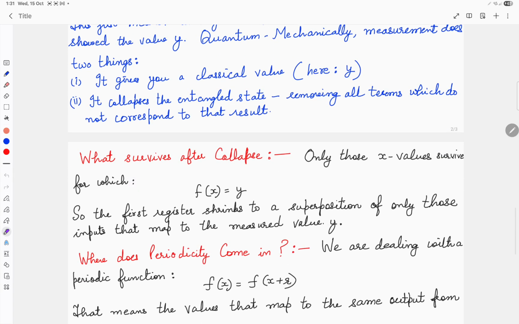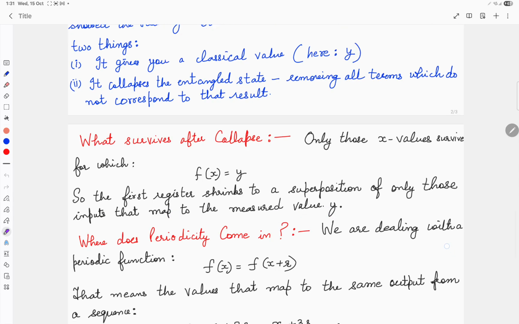So what survives after collapse? Only those x values survive for which f(x) is equal to y. This is an important point. Those values of x survive for which f(x) is equal to y. So the first register shrinks to a superposition of only those inputs that map to the measured value y.